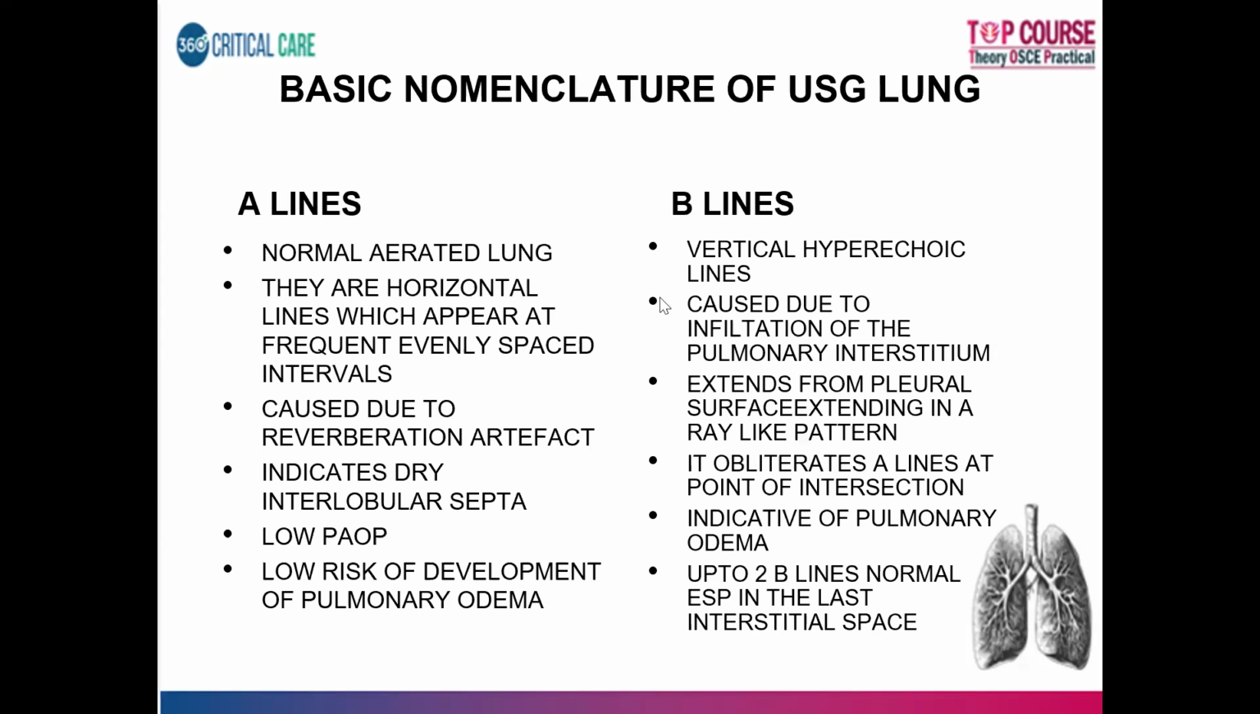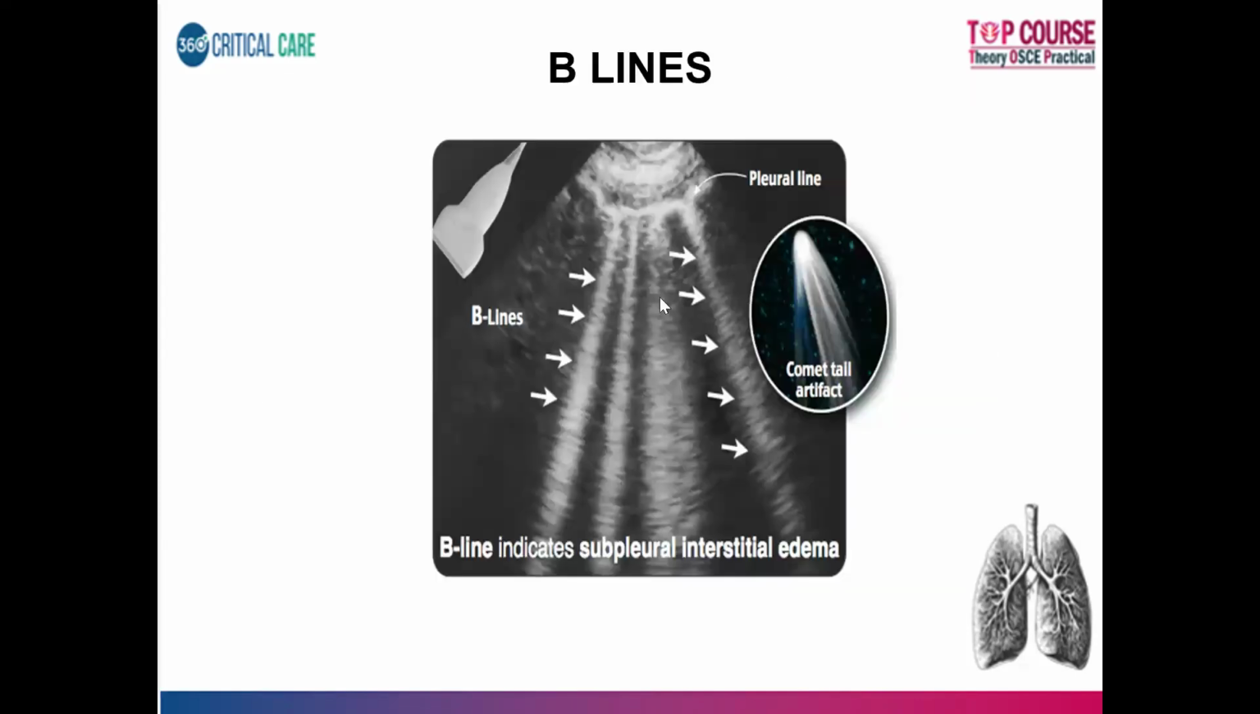Any segment wherein you see more than two B lines is indicative of a probable development of pulmonary edema. Okay. So this is how a B line would look. A B line is defined as a comet tail artifact, which appears as a vertical bright line extending from the pleural margin down till the end of the screen, which cuts across multiple A lines. The best way to view it is the curvilinear probe, but even your linear probe would pick it up. Up to two B lines per intercostal space is okay, especially in the lower air spaces.